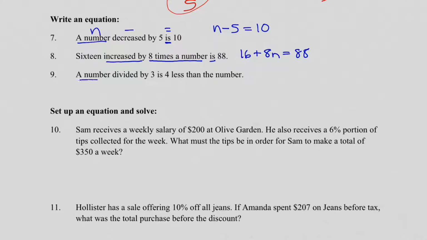So number 9 says a number n divided by 3, that's easy enough, is, equals, now it's going to say 4 less than the number. So the same number, we have to subtract 4 from that. Remember, you have to write it in reverse. So how would we solve this one if we have to solve number 9? Well, I can get rid of this 3. That's basically our annoying fraction, and we can say, well, let me multiply everything by 3.